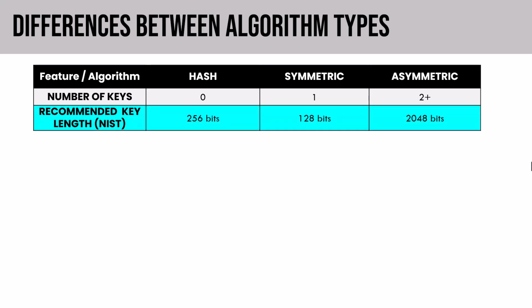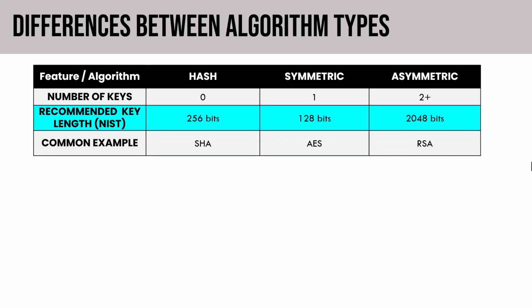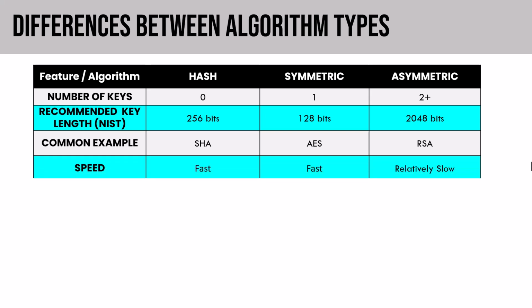The recommended key length. So for hashing, 256 bits is the hash block size because it doesn't have a key. It's not reversible. For symmetric, 128 at the lower end if we think about AES. And for asymmetric, for our public-private key pair, 2048 bits is the NIST recommendation. Common examples. We've got SHA for hashing, symmetric algorithm AES is the gold standard, and RSA is one of the oldest asymmetric algorithms out there today.